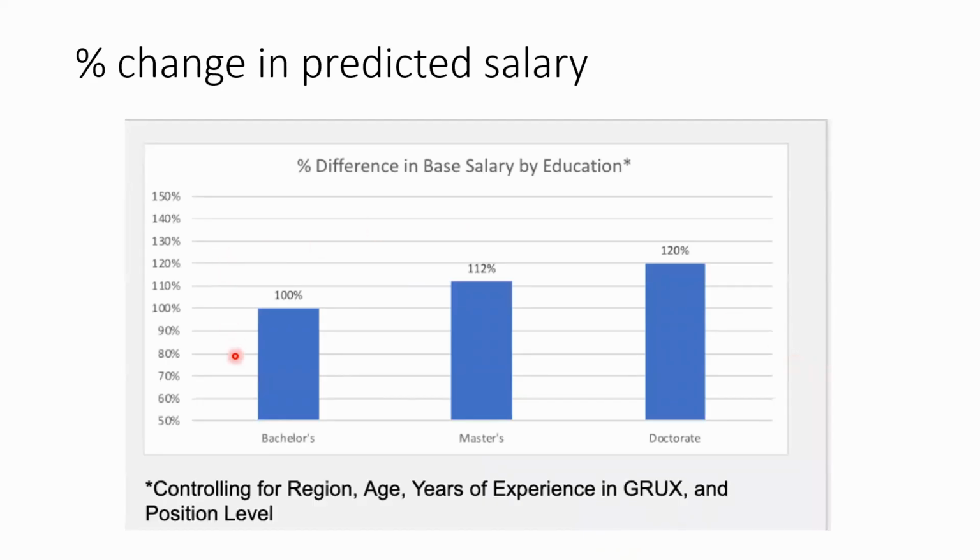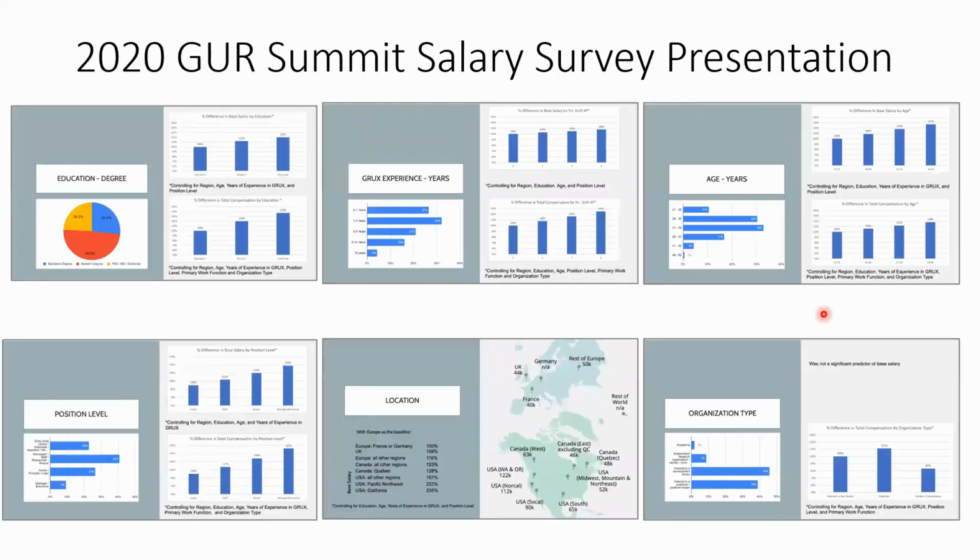Here's an example. If we take education and a bachelor's degree, if you're holding a bachelor's degree, that is the point of reference. That person makes 100%. But another person who has a master's degree is making 12% more than a person with a bachelor's degree, according to the model. And that's when controlling for region, age, years of experience with games user research and position level. Beyond the master's, if a person has a doctorate, they're making 20% more than the person with a bachelor's. If this looks familiar, that's because this was one of the charts from our presentation at the 2020 Games User Research Summit.